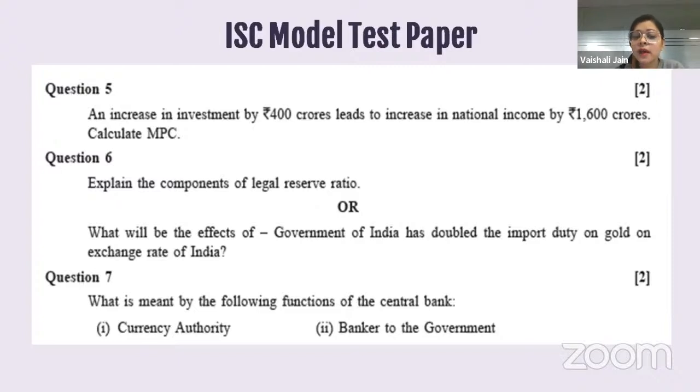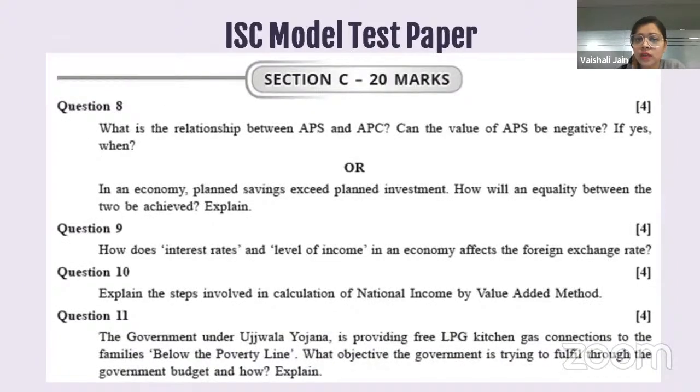Then we have, what is meant by the following functions of the central bank, that is, the currency authority and banker to the government. Again, simple, straightforward question. Then we have section C question, that is of 20 marks.